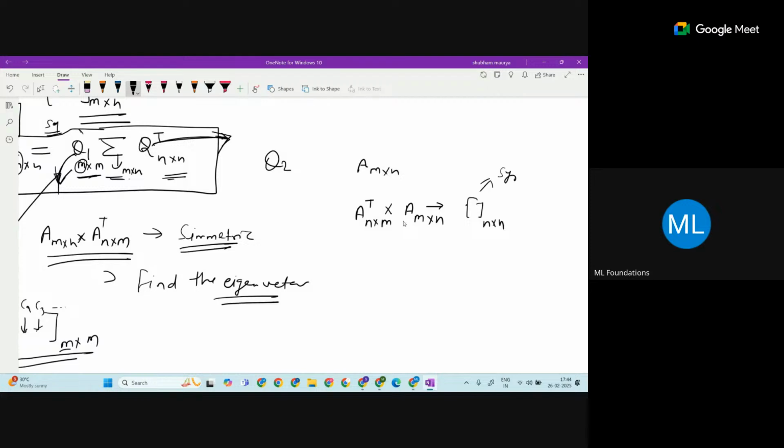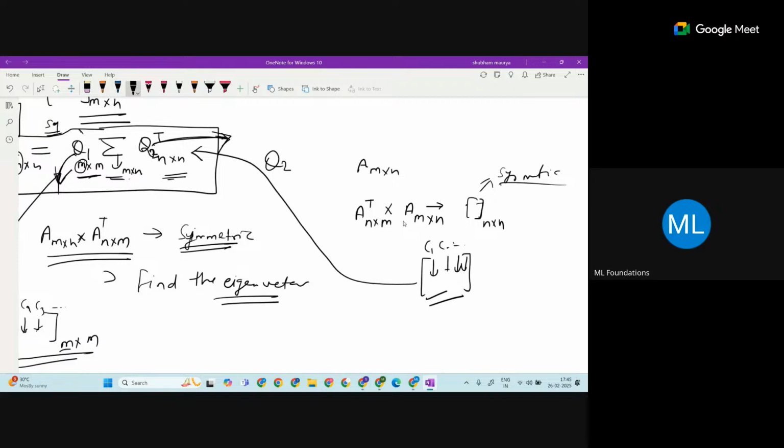So again, this is going to be a symmetric matrix. Since it is a symmetric matrix, it is diagonalizable, meaning it has n eigenvalues, not only n orthogonal eigenvectors. Whatever eigenvectors we get, fill them in column-wise. So you will get some matrix, and this matrix is going to be our Q2.